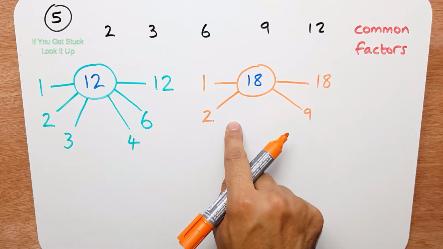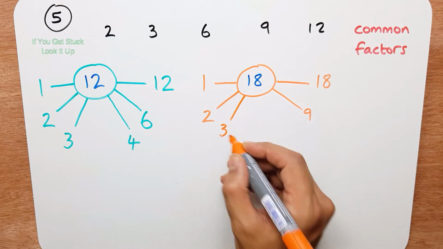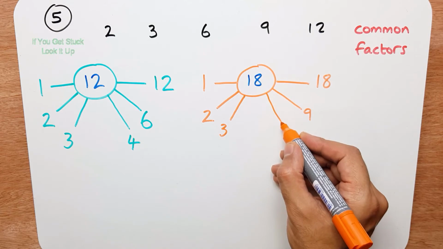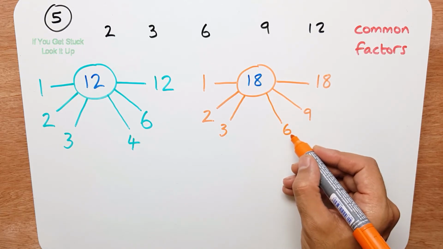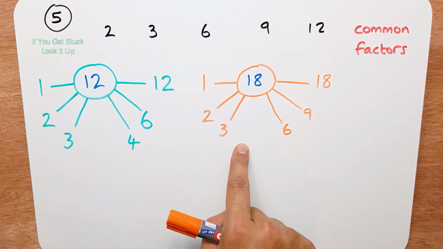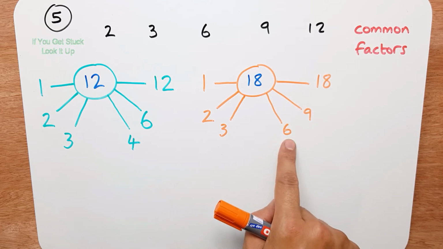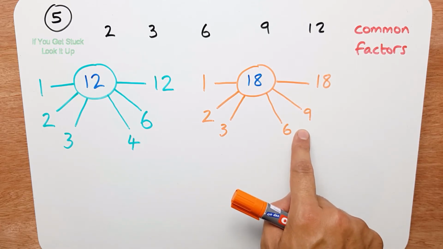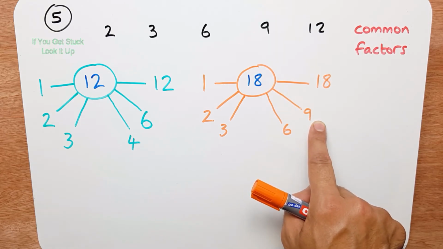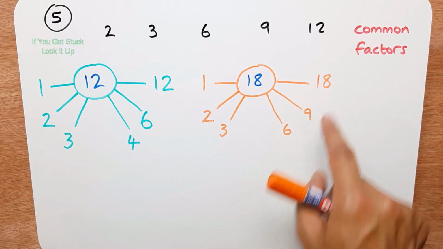Now number 3, is it a factor? I know 18 is in the 3 times table, so how many 3's are there in 18? I know there's 6, so on the opposite side, I'll put the number 6. Now the number 4 is not a factor. Number 5 is not a factor, and I have the number 6. I know number 7 and number 8 are not factors, and we've got number 9. Now because 9 is half of 18, I don't need to do all the numbers in between.